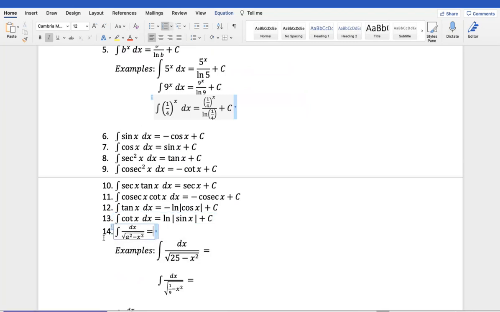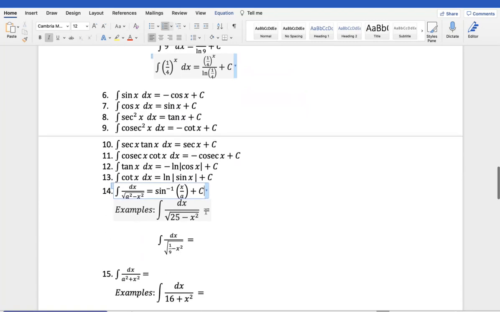The next one is the integral of dx over the square root of a squared minus x squared. Now a is a constant, any constant, and x is our variable that we're integrating in terms of. So all generic integrals of that form are just equal to the inverse sine of x over a, that's the general formula, plus a constant c. Right, so that's for all integrals of this form.